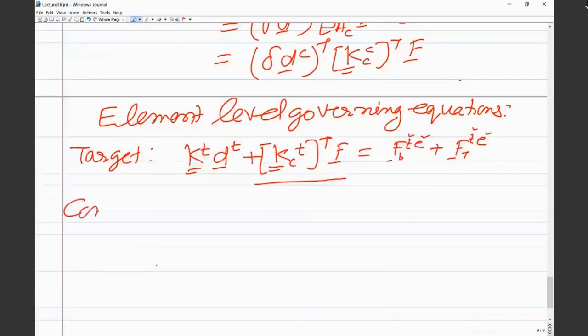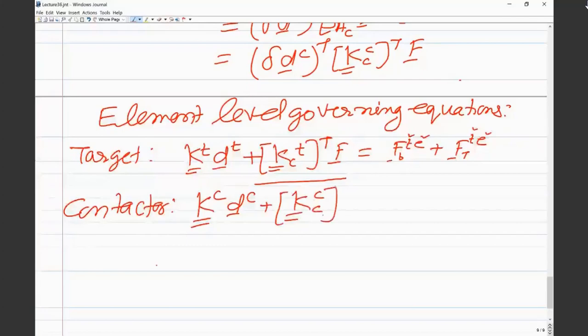Similarly, if you look at the contactor, we will have the contactor stiffness matrix KC into the element level degrees of freedom vector DC for the contactor body. And then we have the other term, KCC, for the contact stiffness, coming from delta UNC into FN in the virtual work. Taking that term to the left hand side, we get this into F, and this will be equal to FB for the contactor body at element level load vector plus FT for the contactor body at element level. So this is the element level governing equations.